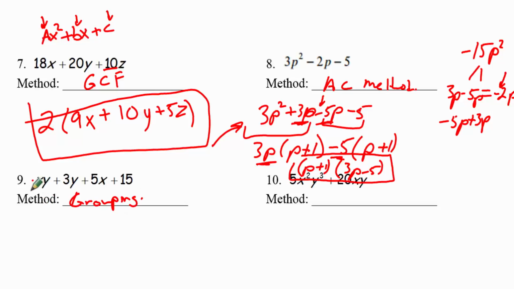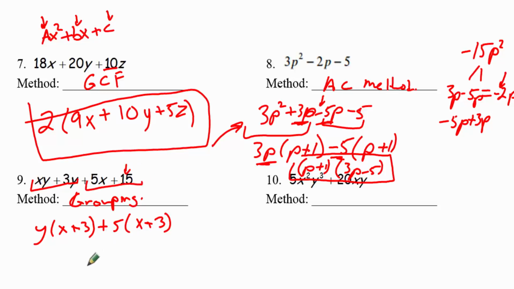So in the first group, what do we take out? Well, we can take out a y. They both have y. And that leaves us with x plus 3. In the second group, we take out a 5, leaving us with an x plus 3. This 5 goes into 5 once, 5 goes into 15 3 times.